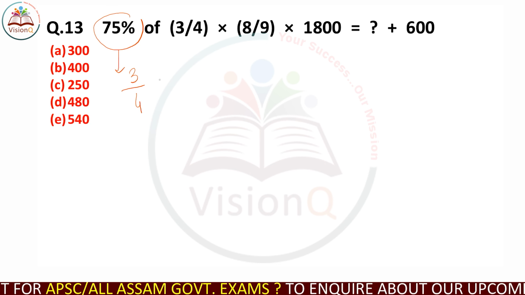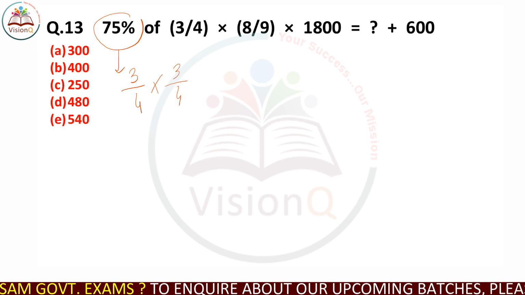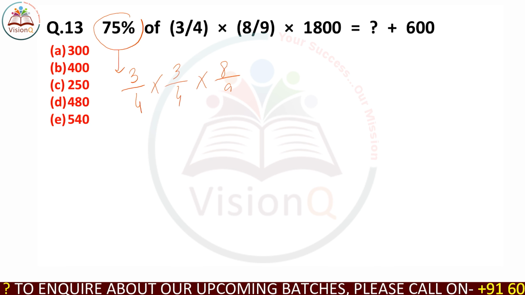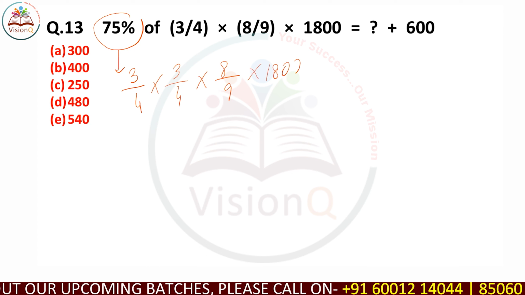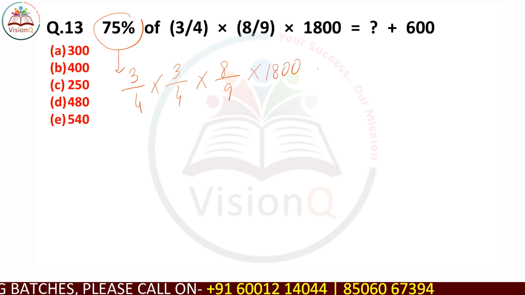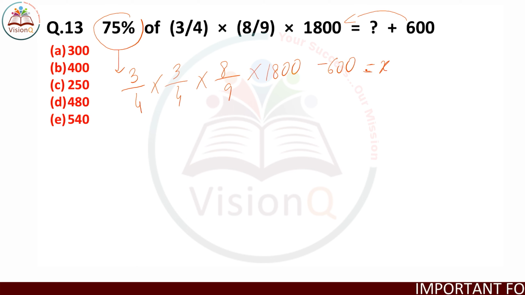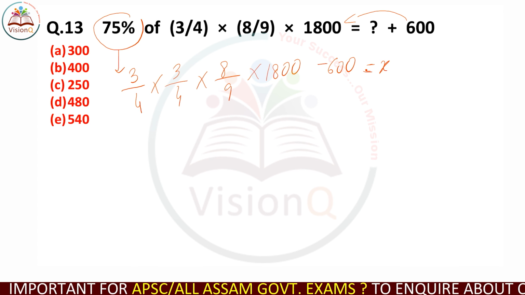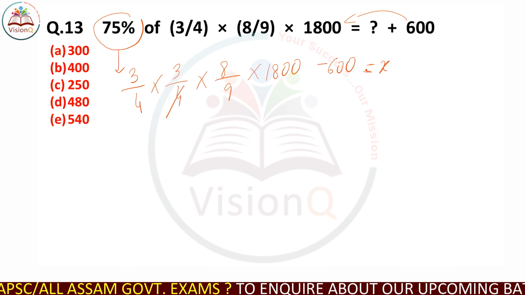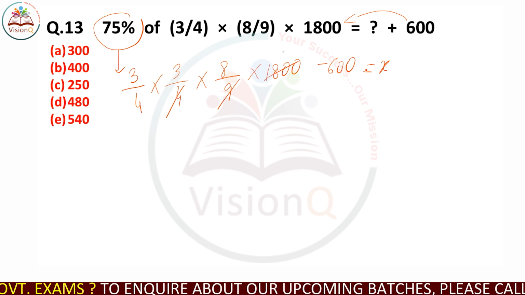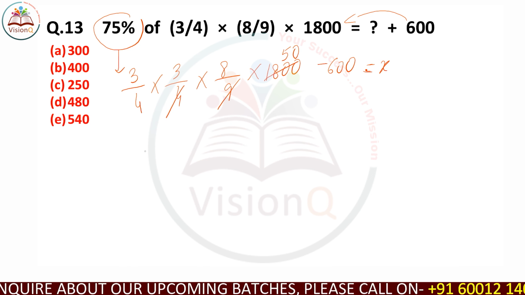So 3 by 4 of means into 3 by 4 into 8 by 9 into 1800. It will be equal to x plus 600. So if I bring this 600 to left hand side, from plus it becomes minus 600 will be equal to x. That means it is asked to find out the value in this left hand side. So let me cancel by first, cancel out here. Okay, 4 into 9 is 36. And if I cancel by 36 here, 36 5s are 180 and 1 0.